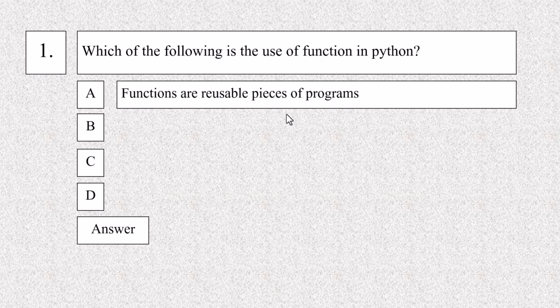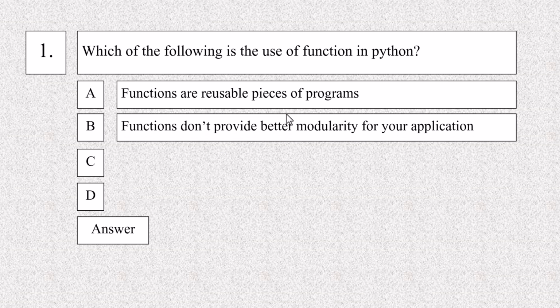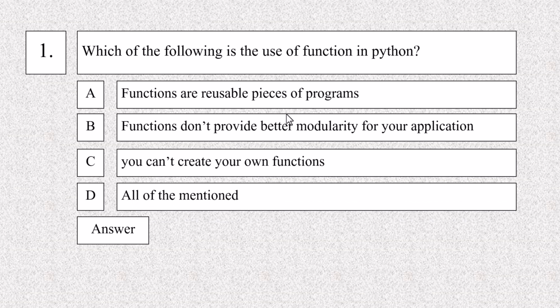Option A, functions are reusable piece of programs. Option B, functions don't provide better modularity for your application. Option C, you can't create your own function. Option D, all of the mentioned.